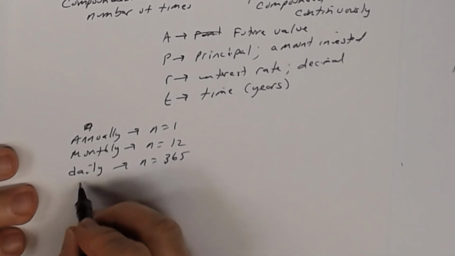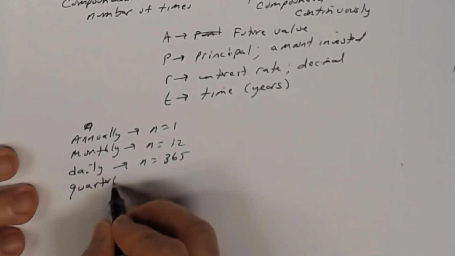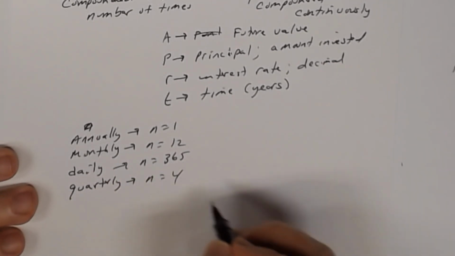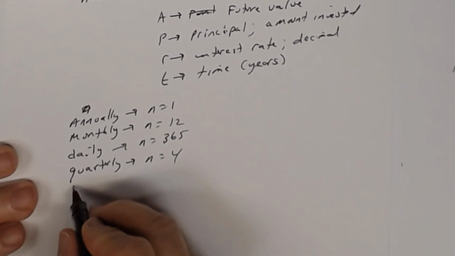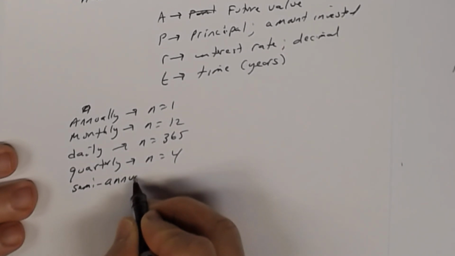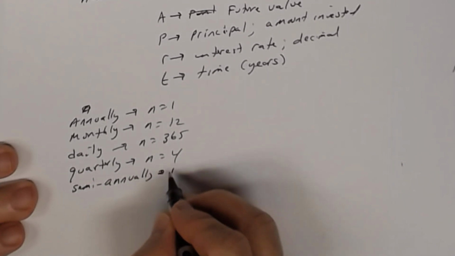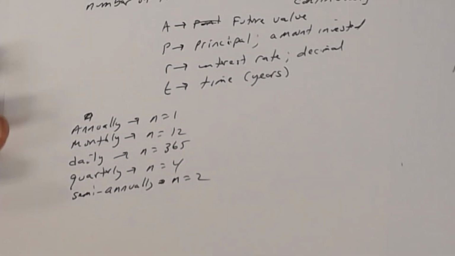You could also be told that your interest is being compounded quarterly. That means every 3 months, so N would be 4. And the only other thing I could think of that's more common is semi-annually. If annually is 1, semi-annually is 2. So N is 2. All right, so that's what you're going to see in these problems.